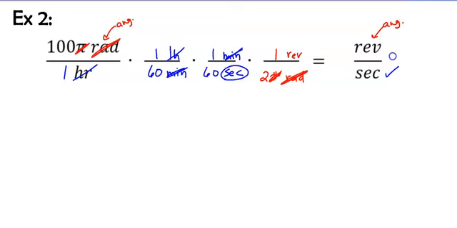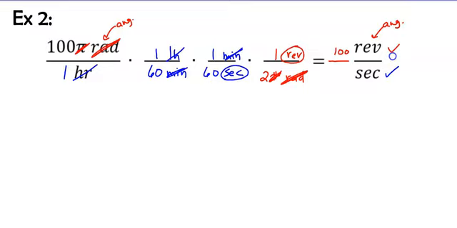Okay. At that point, double check that you have what you want. We have seconds on the bottom. That's the only thing that didn't cross off. We have revolutions on the top. That's the only thing that didn't cross off, and that's what we want. We want revolutions per second. Now all we do is multiply across the top. 100 times 1 times 1 times 1 is just 100.